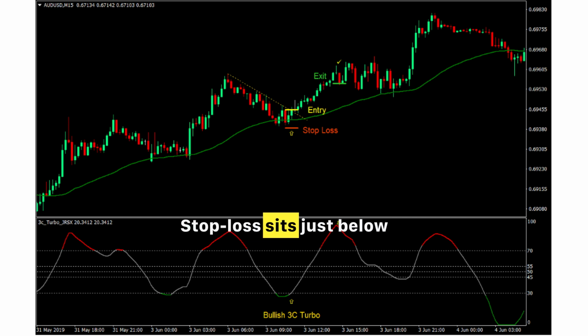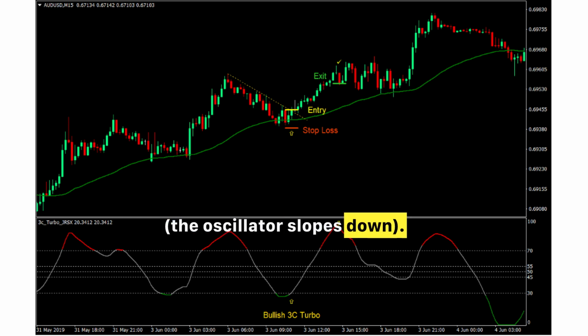Stop loss sits just below the recent fractal low. Exit when momentum fades. The oscillator slopes down.